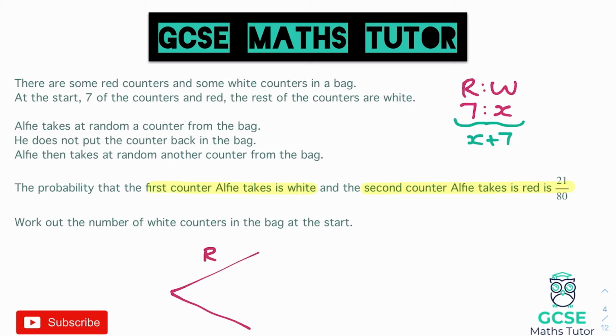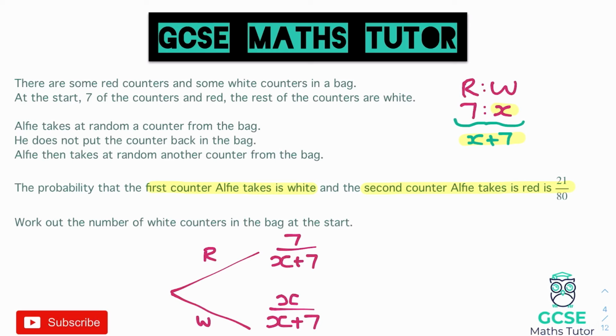That's going to be red and white, and we're going to take the first counter being white. Now the first counter there is going to be X out of the total, which we've written down as X plus 7. Again, X over X plus 7, just taken from our ratio. If we were to write red in as well, which we don't need to, it would be 7 over X plus 7 for red.